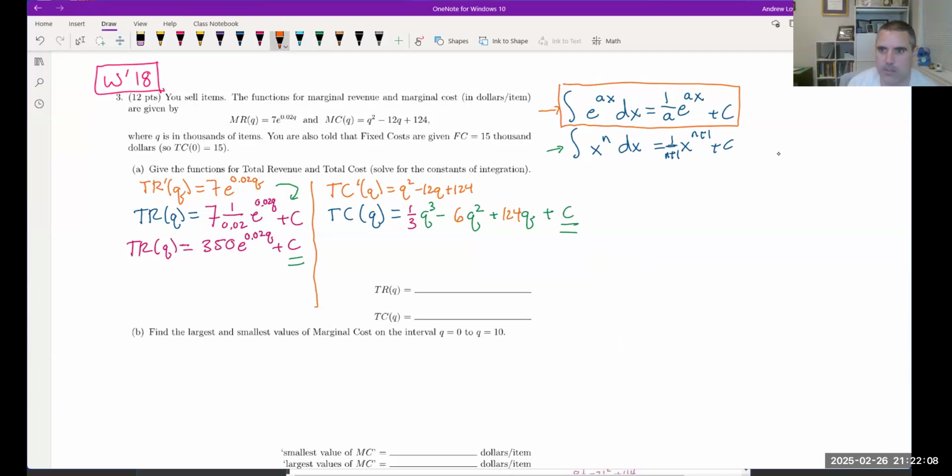So they told me that the total cost at 0 is 15. So that's what it means for the fixed cost to be that, but it also reminded us that's what it means there. Now over here, they didn't tell us the initial value, but we know what it is. The total revenue at 0 has to be what? So this is a fact you have to bring with you into the test. What is the total revenue at 0 equal to?